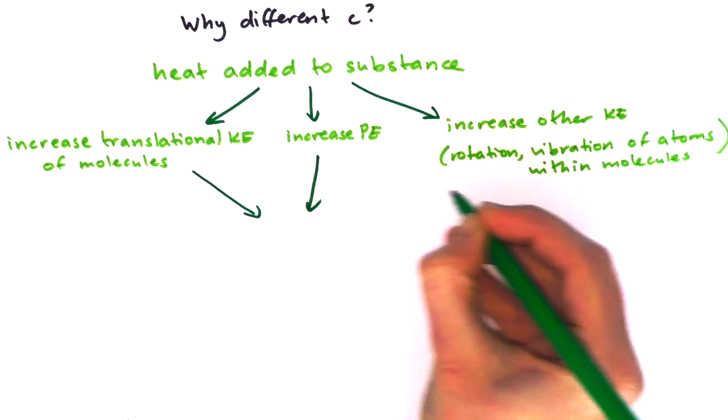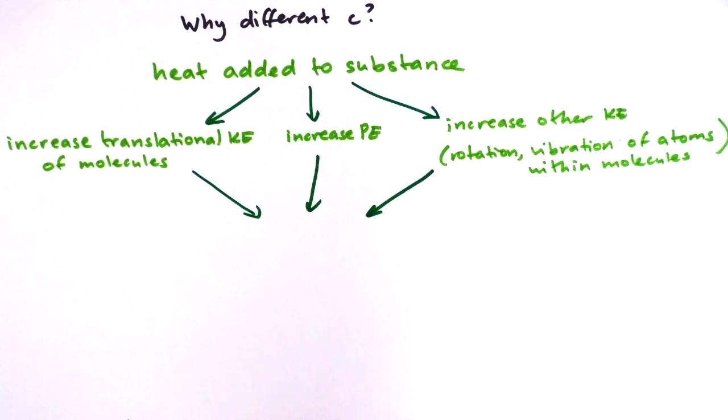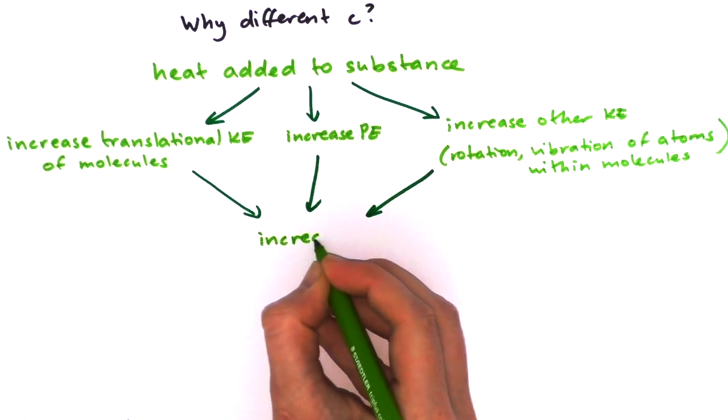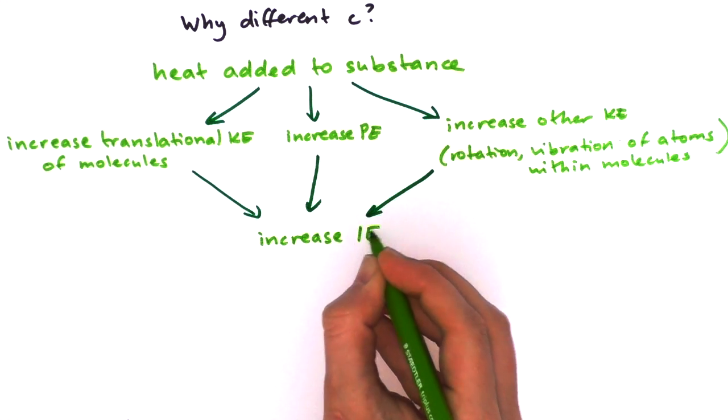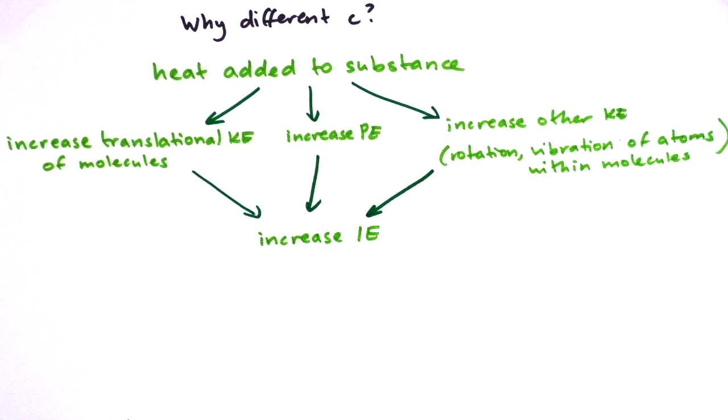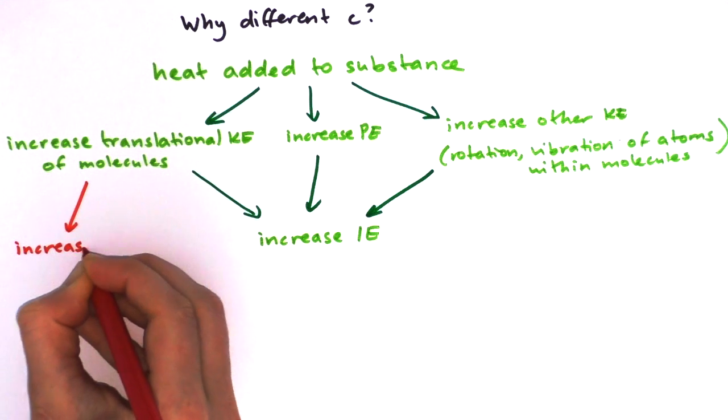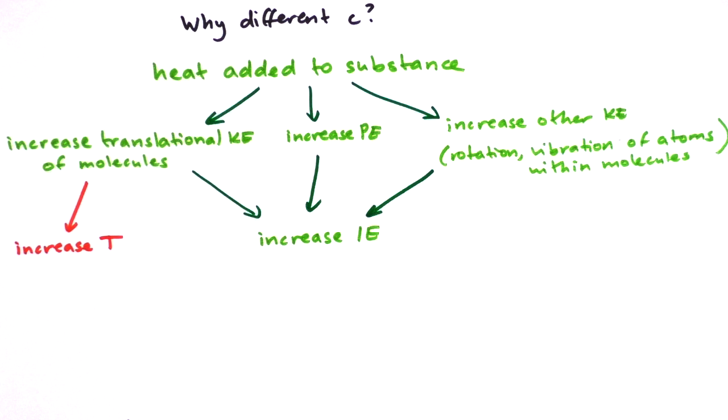And all of the three energies together combine to give an increase of internal energy. So internal energy is all of these, because as you remember, it's the kinetic energy plus the potential energy. But only the translational kinetic energy of the molecules is what we measure when we measure the temperature. So only one of these three things leads to an increase in temperature. So we're adding heat, and that heat is going into three different types of energy, but only one of them is what we measure as temperature.